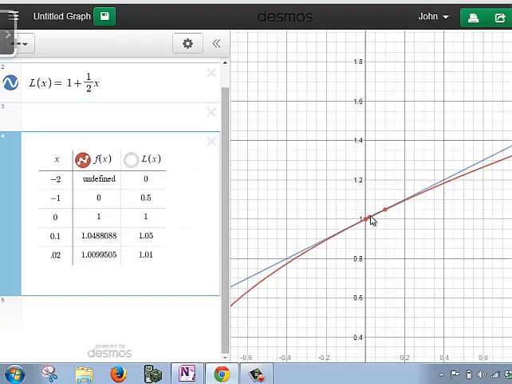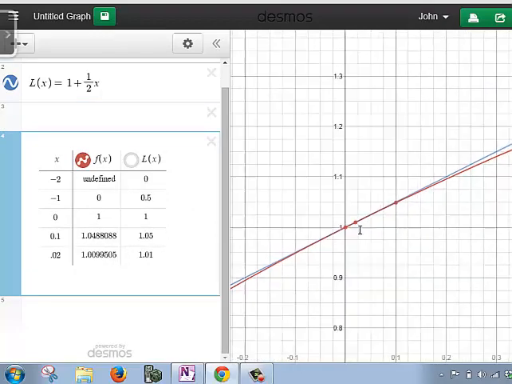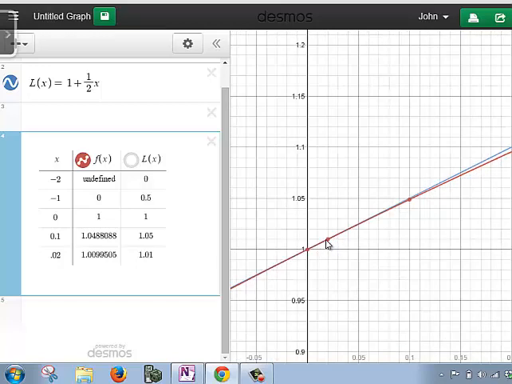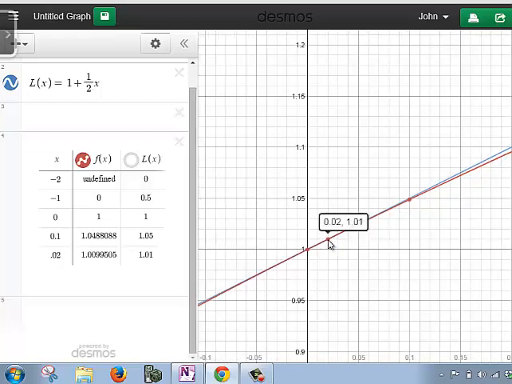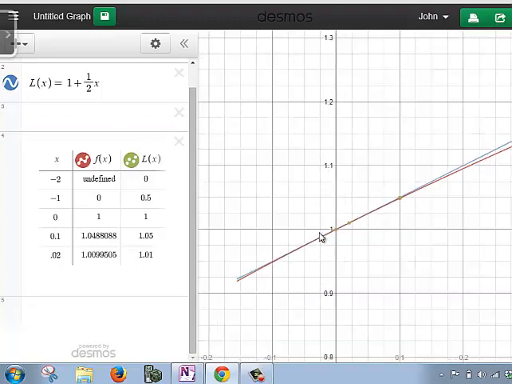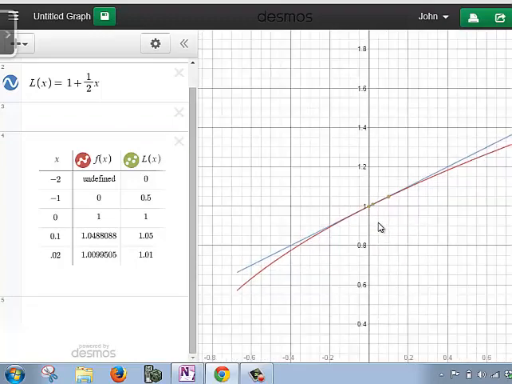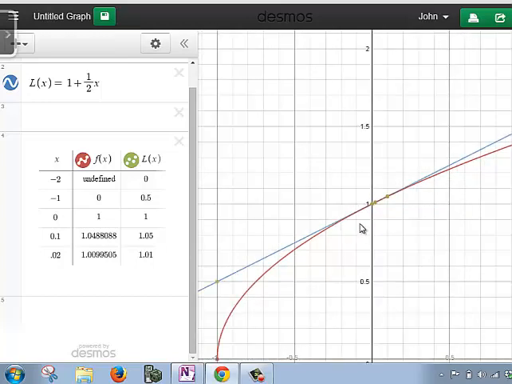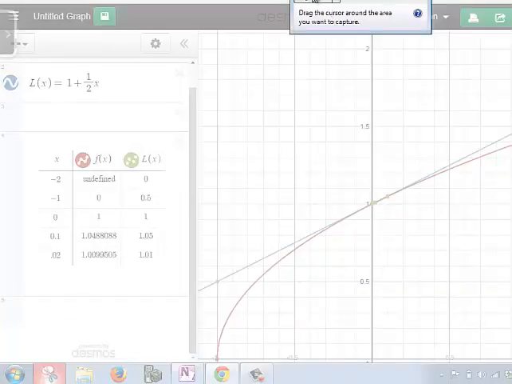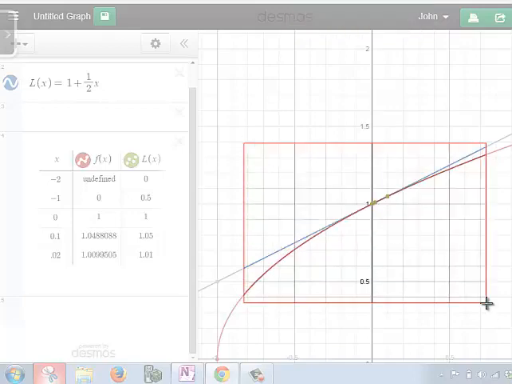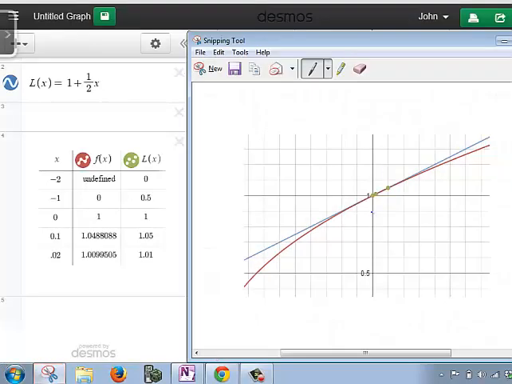If you look at the points here on the graph, they look almost indistinguishable from each other. So I'm going to turn that point on, and you can see the green dot is on top of the green dot. They are really, really close. I would almost consider them to be the same. So what I'm trying to show with this is that the linearization is a really, really good approximation as long as you are very, very close to the center point of the approximation.